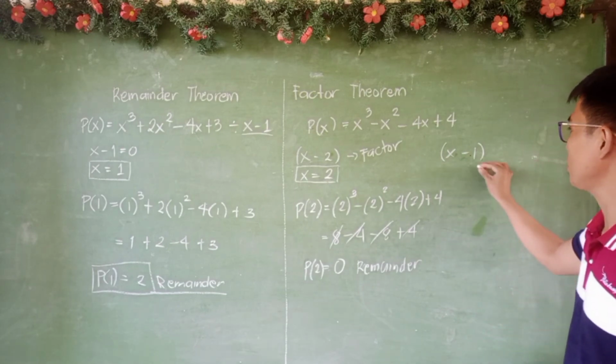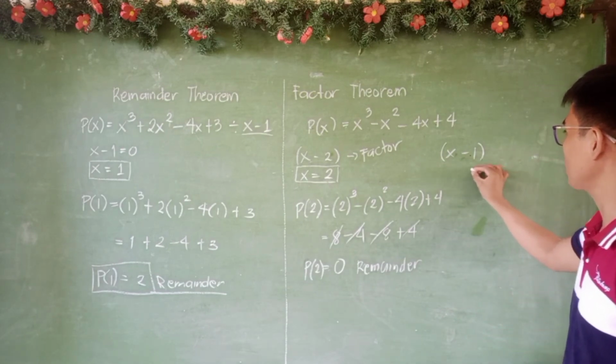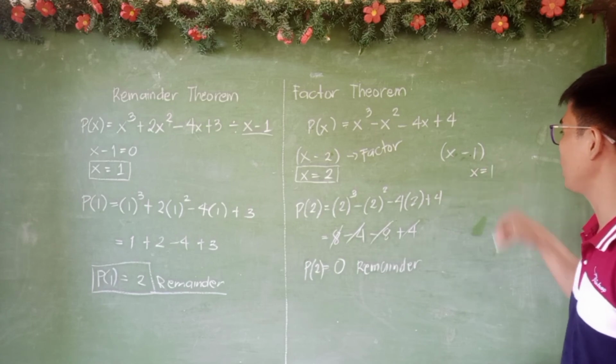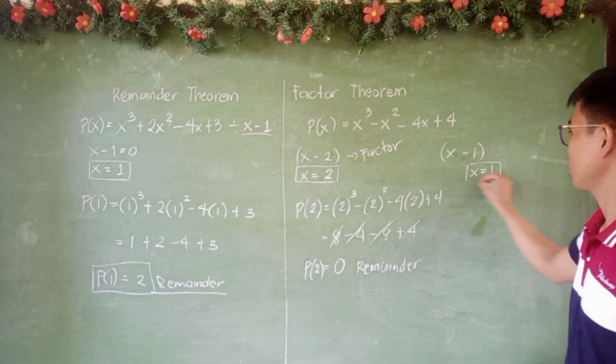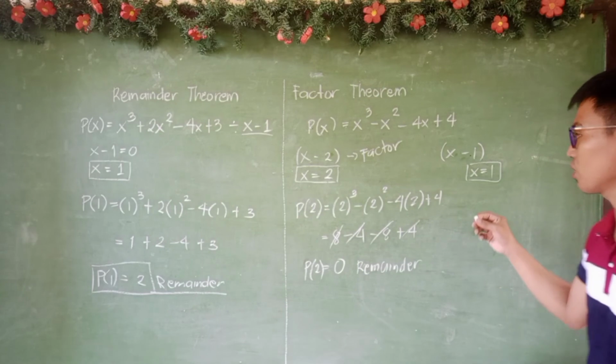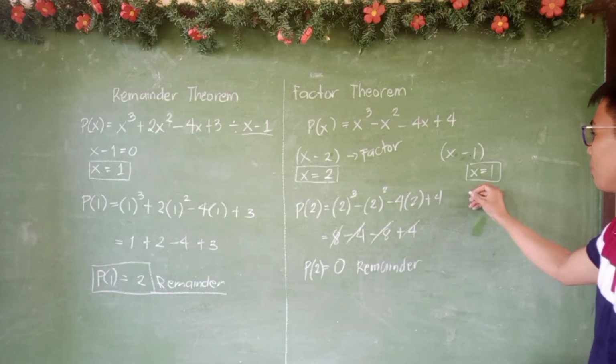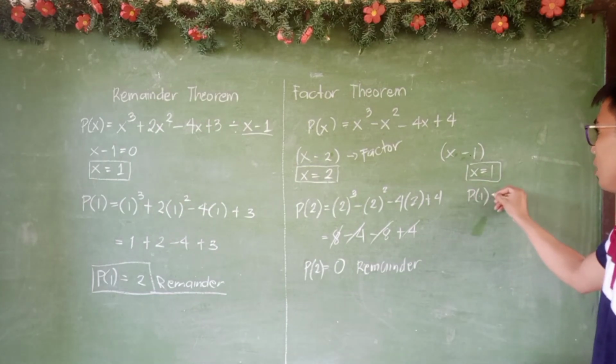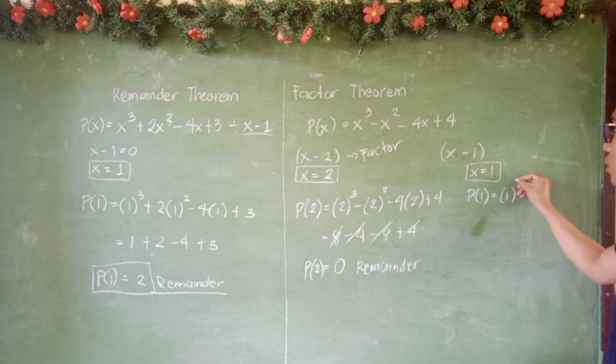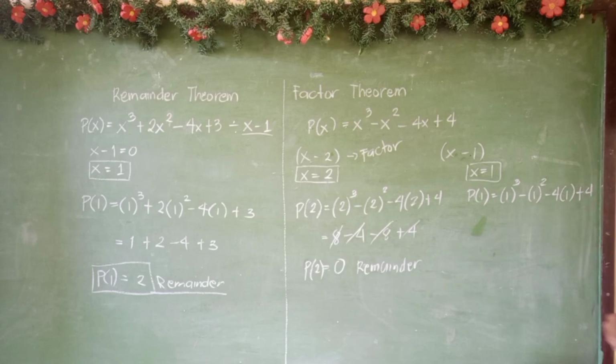So, same procedure, we just need to solve this. So, x minus 1 will be x equals 1. So, substituting to the original equation or to the original function, polynomial, so we have p of 1 equals 1 cubed minus 1 squared minus 4 times 1 plus 4. And then solve. So we have 1 minus 1 minus 4 plus 4.